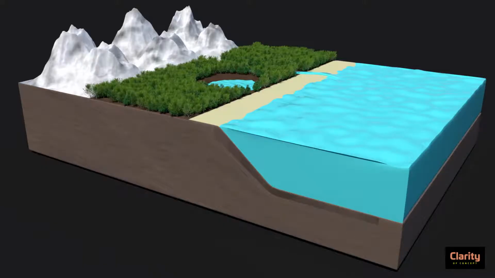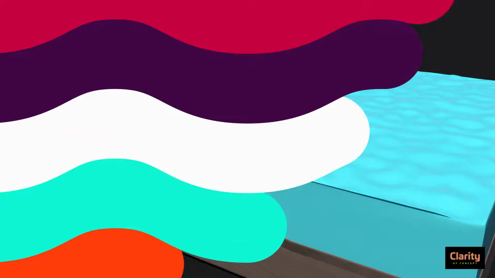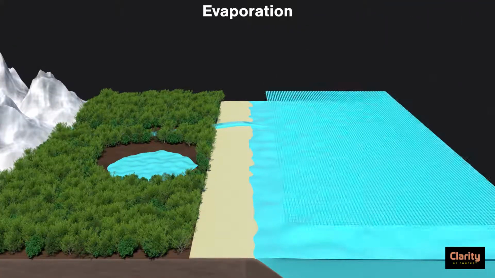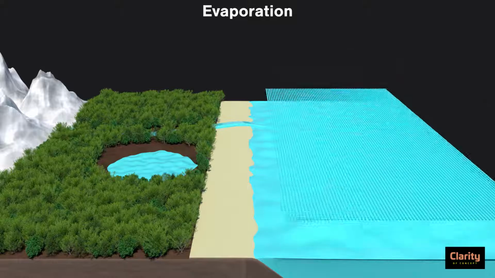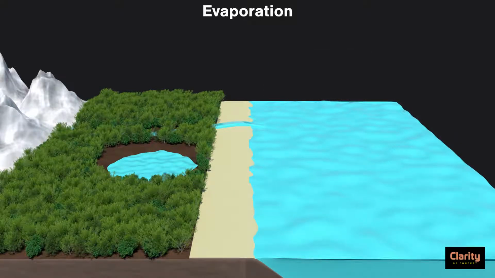Water continuously moves from ocean to land and land to ocean. There are few processes through which this exchange occurs. First, water in ocean evaporates and reaches atmosphere as water vapor. From liquid state, water becomes gaseous state through evaporation. Evaporation occurs on land also.